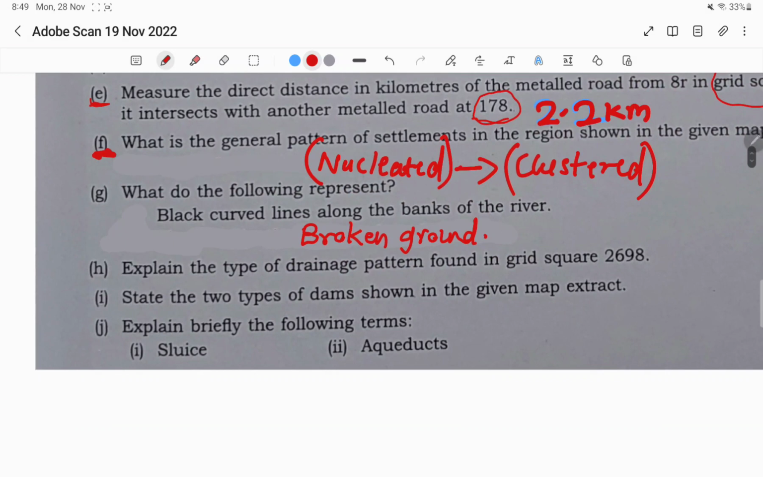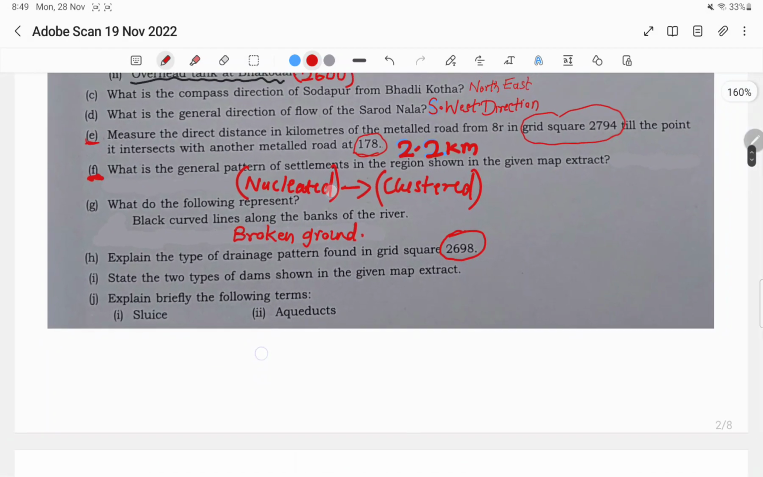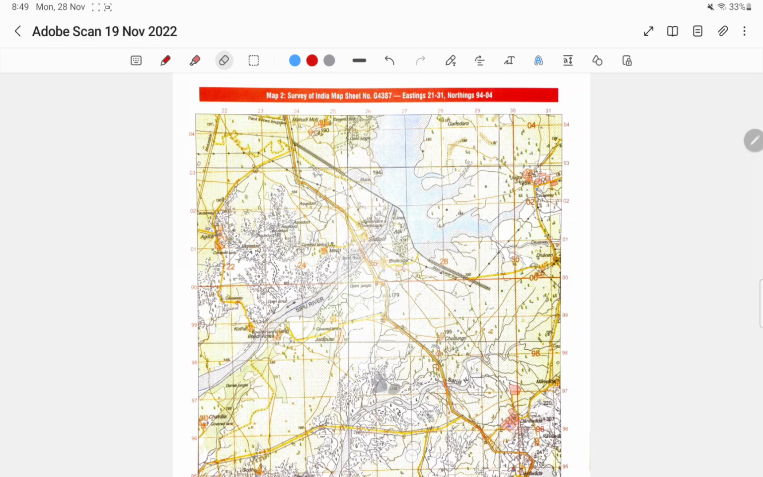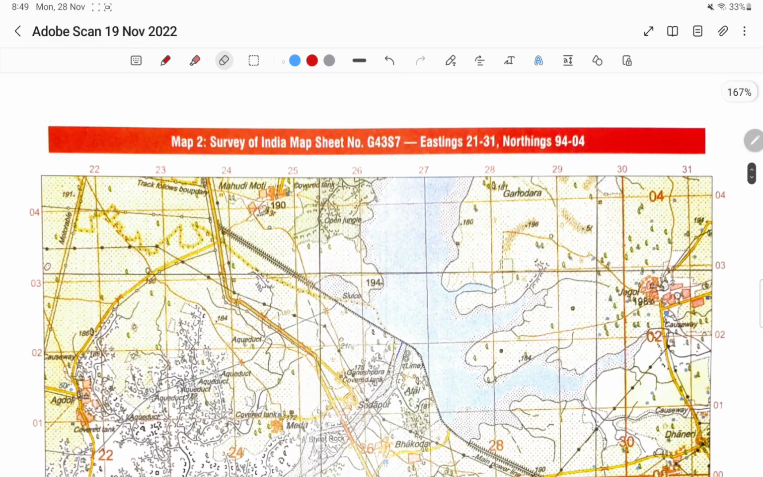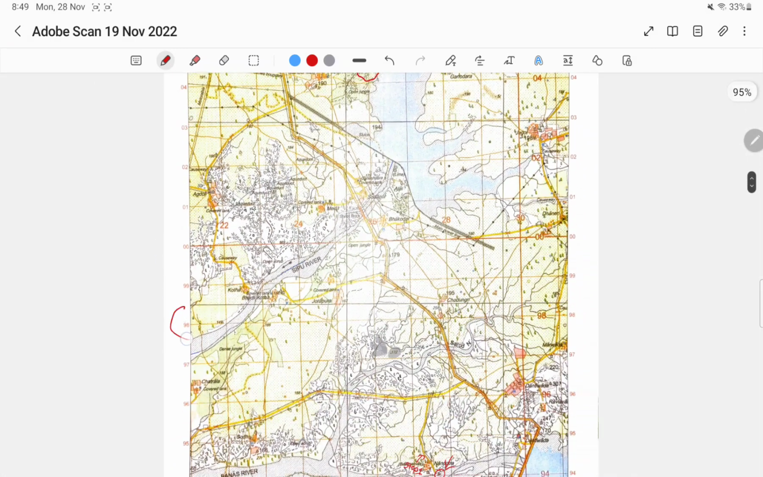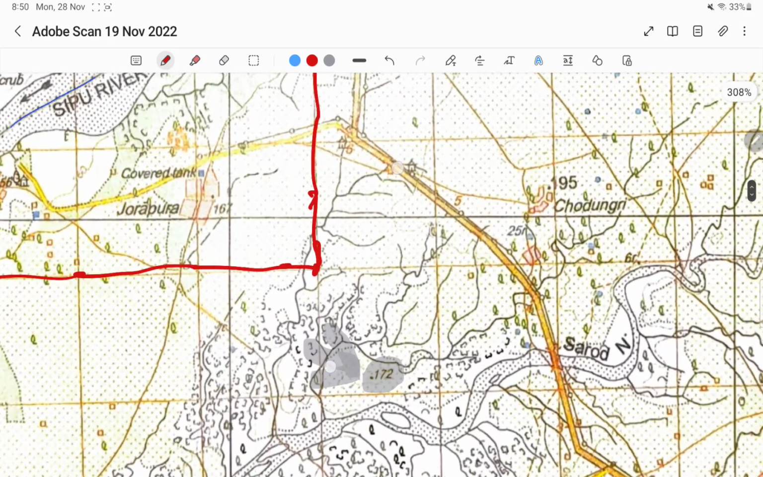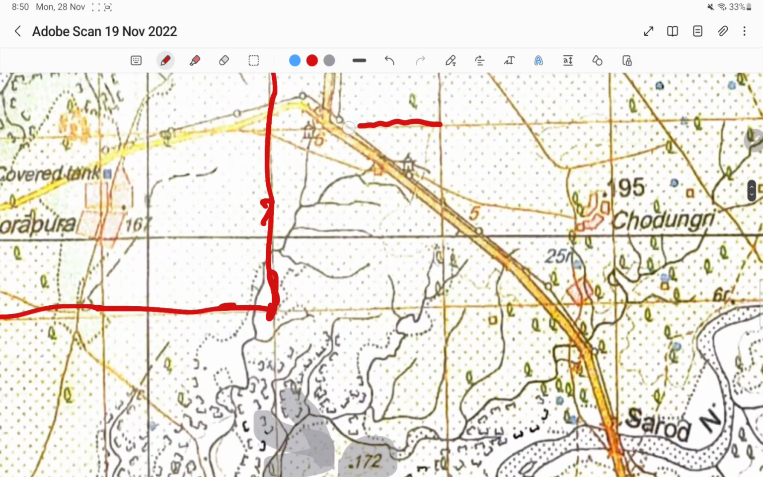Next, part H: explain the type of drainage pattern found in the grid square 2698. So first of all, let's search for this grid square, 2698. Eastings, that is 26, and northings, that is 98. Let's just intersect these two lines. They will be pointing towards here, so this is that particular grid square they are talking about.